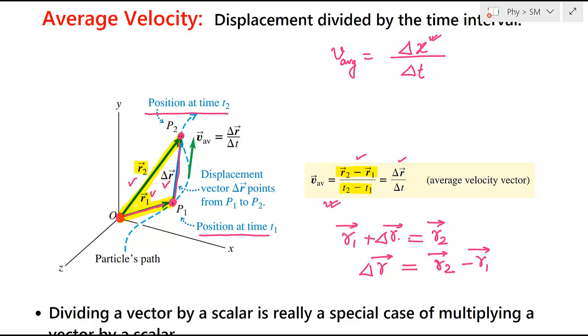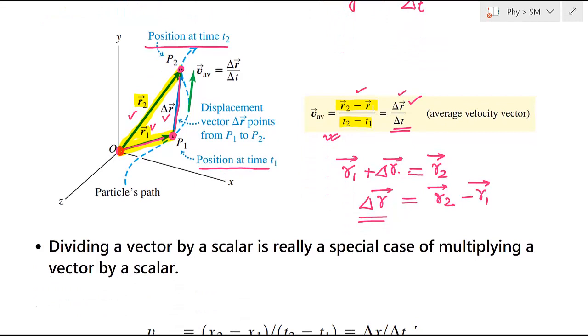So now I can plug in: r2 minus r1 is nothing but delta r vector, divided by delta t. So now I can write that average velocity is simply the change in position vector, delta r, divided by delta t. If I want to calculate delta r, I have to subtract r1 from r2, and then divide by delta t, and then you will get the average velocity vector.